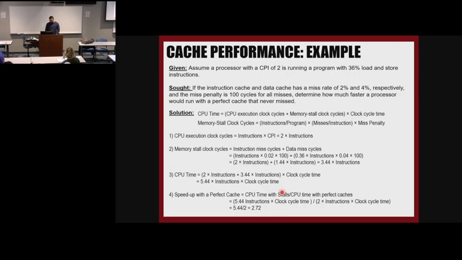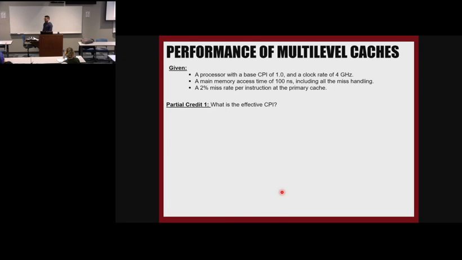Okay, so now let's have another question. So we have a processor with a base CPI of 1 and a clock rate of 4 gigahertz. Okay, and then we have a main memory access time of 100 nanoseconds, including all the miss handling. And we have a 2% miss rate per instruction at the primary cache. Okay, 2% miss rate for each instruction. So what is effective CPI?